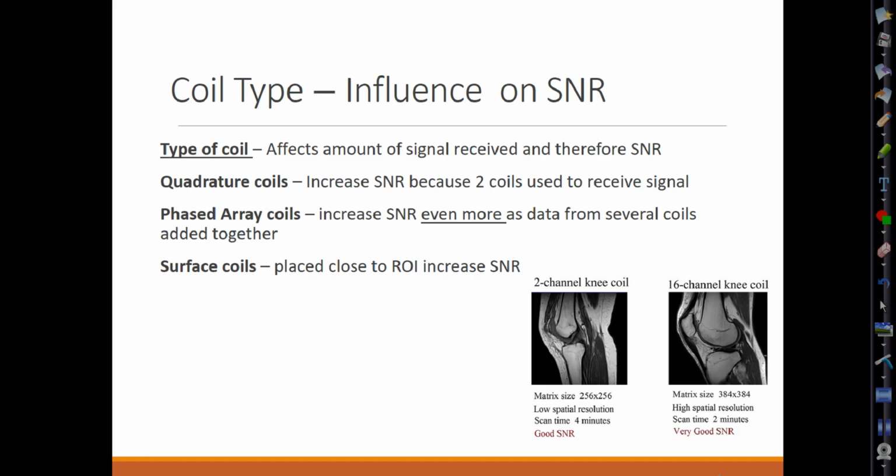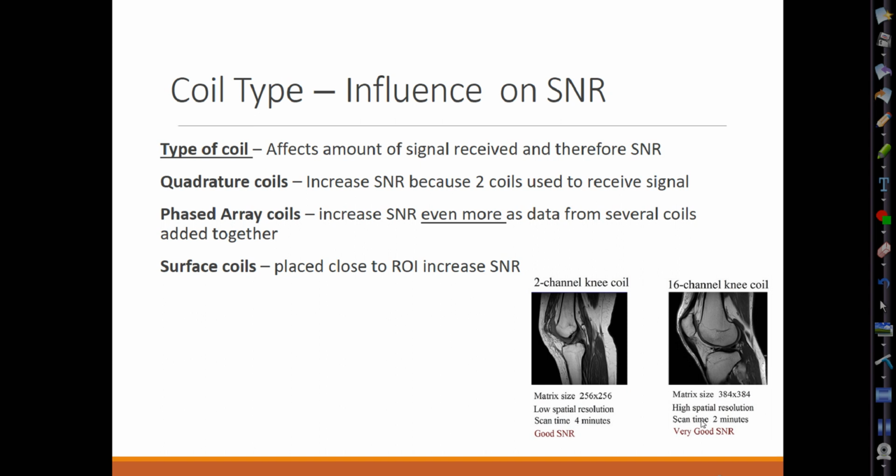And then if we are using a surface coil, we want to place that surface coil as close to the region of interest as possible. So here we have a knee sequence where we're using 2 different coils. And if you have more channels, that's going to increase your signal. So if you hear the word channel, we're increasing the amount of coils. So here we have on the left a 2-channel knee coil. Gives us decent signal, but our 16-channel knee coil is really going to optimize our signal. So then we are also able to change our matrix size, and then our scan time went down too.